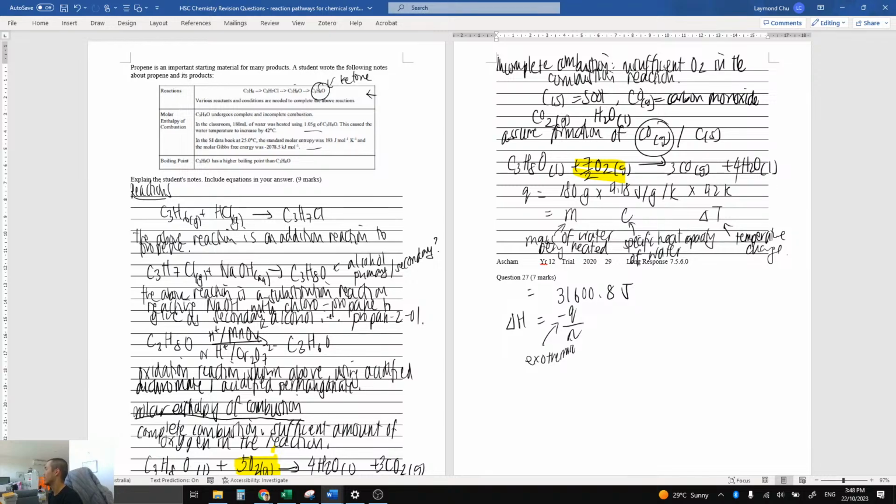Okay, so delta H equals negative Q, being 3,168 joules. Now I need to convert the joules to kilojoules. So how do I do that? I just divide this by 1,000 joules per kilojoule. That's just simply doing a unit swap. So that's 3.168 kilojoules over my moles. What are our moles?